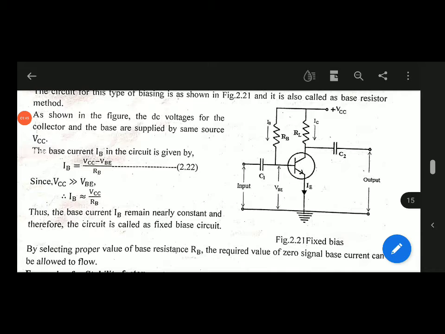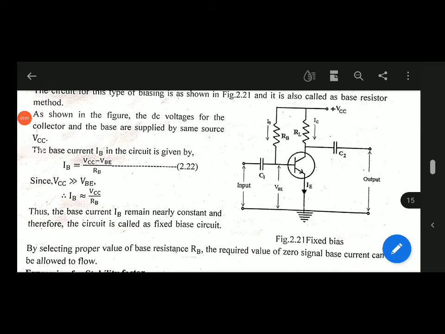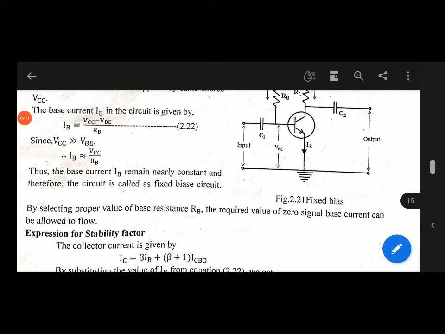Since VCC is much greater than VBE, therefore IB = VCC / RB, so VBE is neglected. Thus the base current IB remains nearly constant, and therefore the circuit is called a fixed bias circuit. Why is it called a fixed bias circuit? Because the base current IB remains nearly constant. By selecting a proper value of the base resistance RB, the required value of zero signal base current can be allowed to flow.